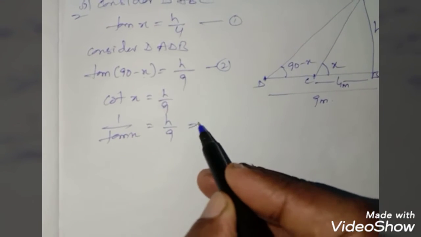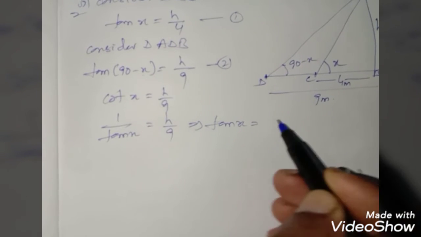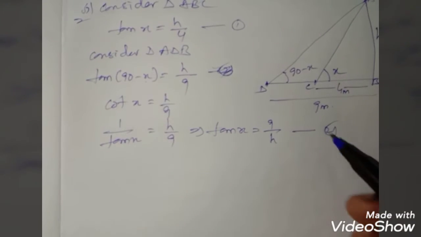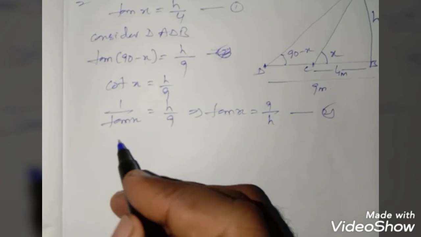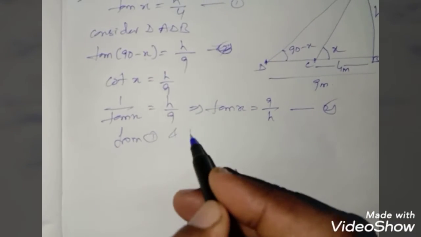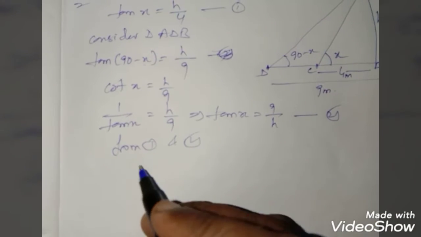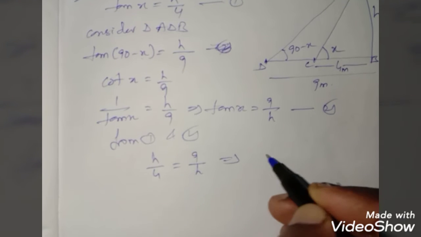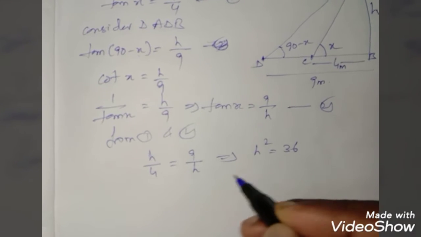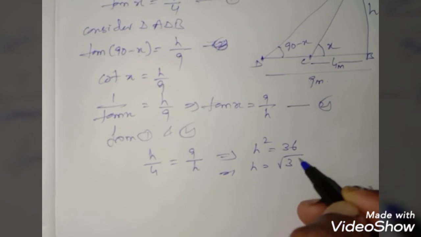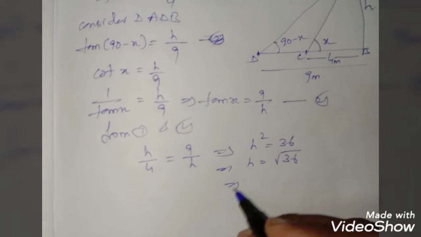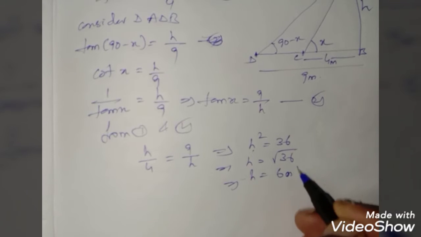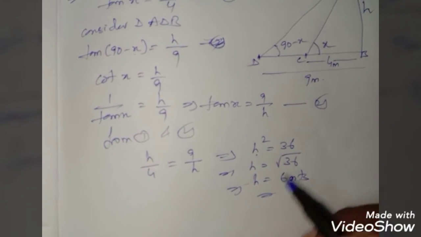This one you can write as tan x is equal to 9 by h, denote it as the second equation. Right. Now after denoting the second equation, you have to consider 1 and 2. If I consider these two equations, you will get h by 4 is equal to 9 by h. Now if I cross multiply, h square is equal to 36. So h is equal to square root of 36, so h is equal to 6 meters. Right. So like this you are finding the value of h and x.